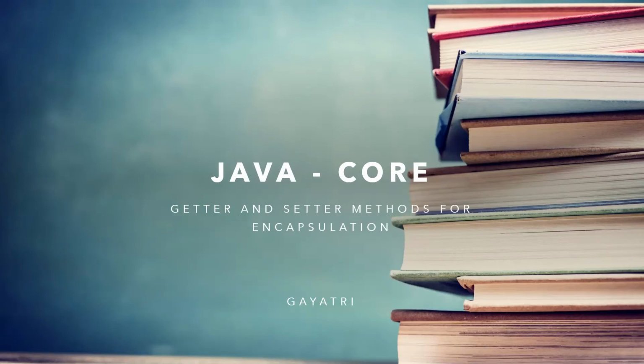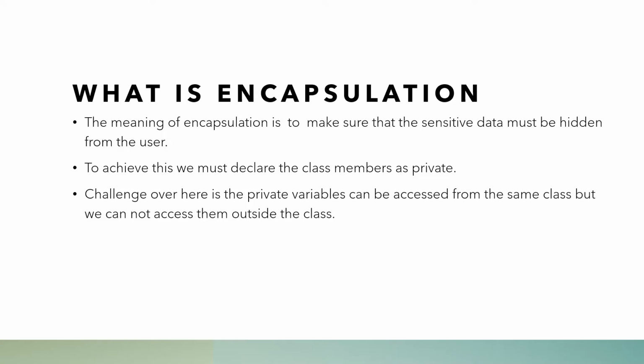Hello everyone, in this video tutorial we will see what encapsulation is and how we can access the private class members outside the class. Encapsulation is a way to confine sensitive data to a specific class so that it will not be visible or accessible outside the class. The meaning of encapsulation is to make sure that the sensitive data is hidden.